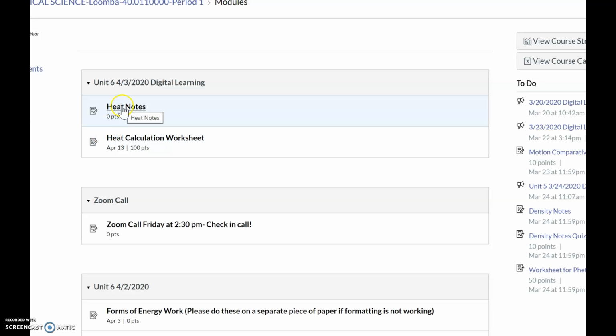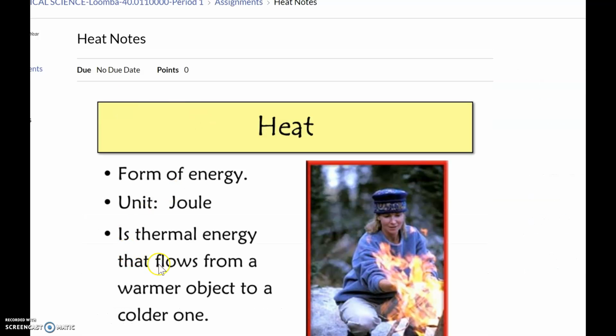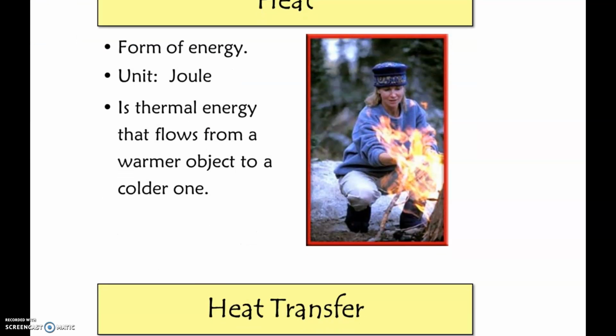Today you're going to come here under April 3rd and click on these heat notes. I'm just going to go through some of these slides. It says heat is a type of energy, and the units are joules. Essentially, heat transfers from a hot surface to a colder surface.